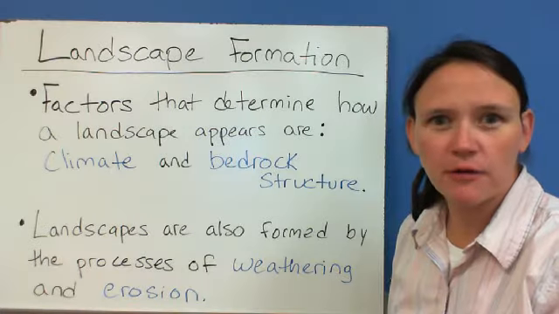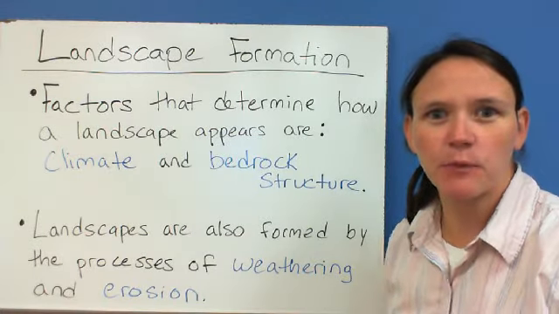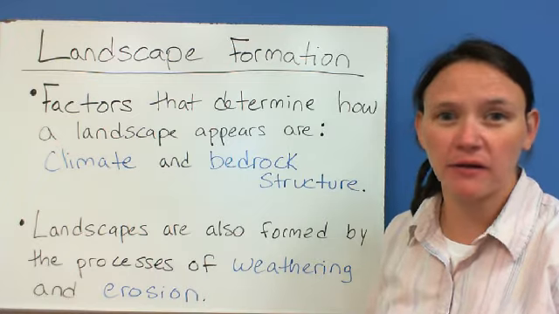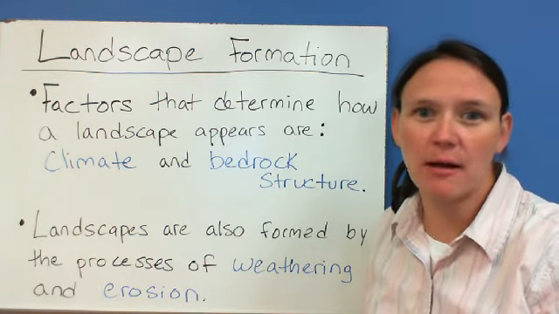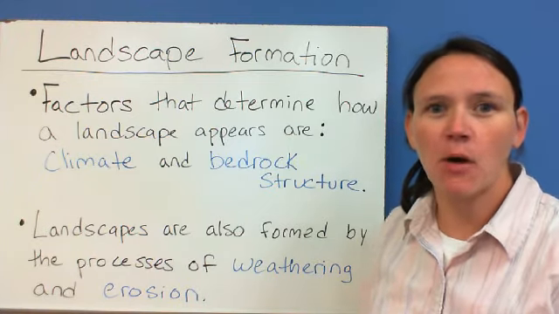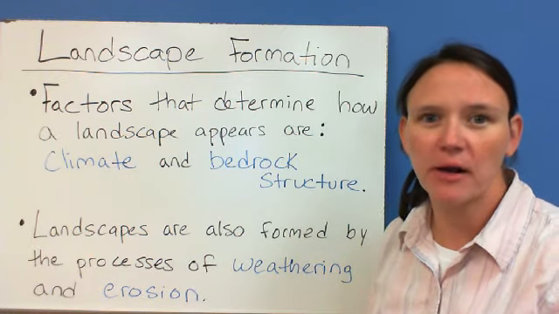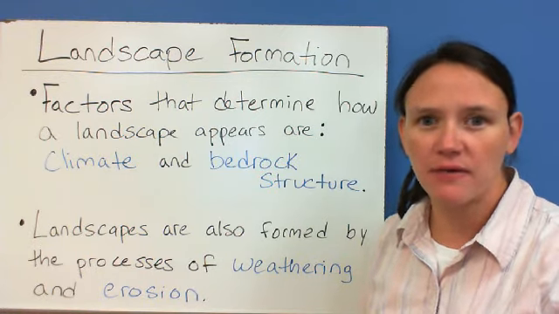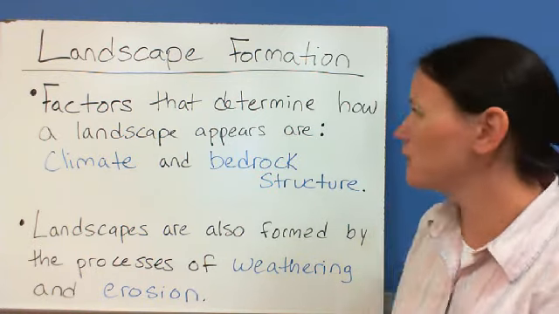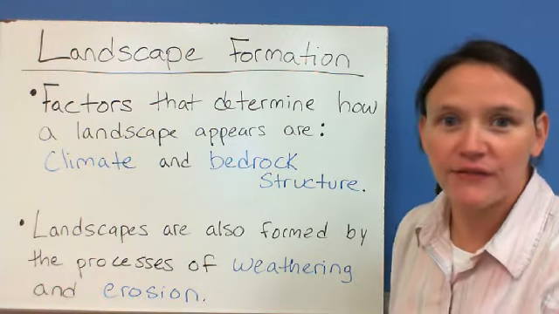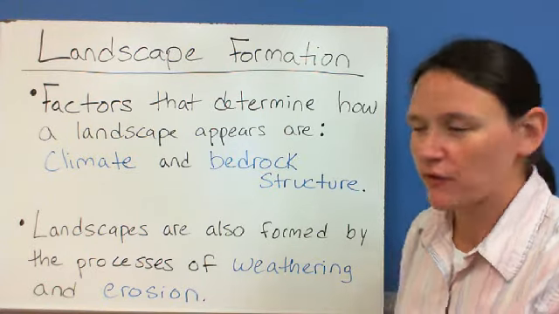So we're going to take a look right now at landscapes. We've been spending some time looking at topography and being able to look at it on a map, but we're going to figure out what causes some of the different topography that we see on these maps and on the Earth. There are a few different things that affect what the landscape looks like.